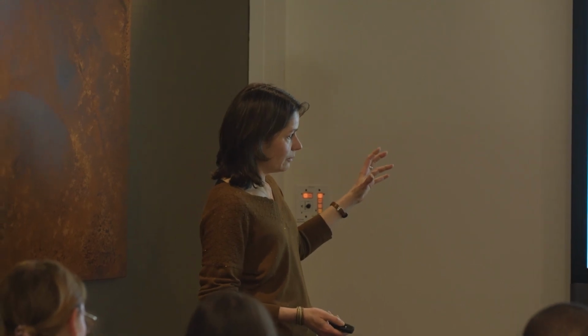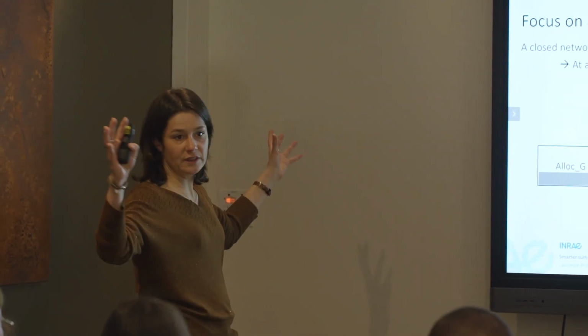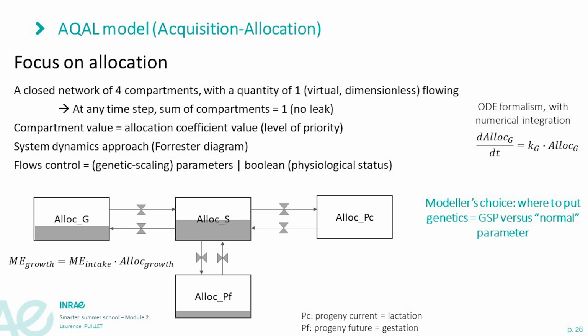At any time step, we considered that there is a virtual quantity of 1 that is flowing into this system. So you have like pipes between compartments, and everything is flowing in that. And as it's closed, there is no leak. We know that at any time step, if we are adding the value in each compartment, it's always 1, because we put 1 in the system, and nothing is in or out. So that's, I consider, a clever way to represent the structural constraints that we needed to keep the energy conservation between input and output.